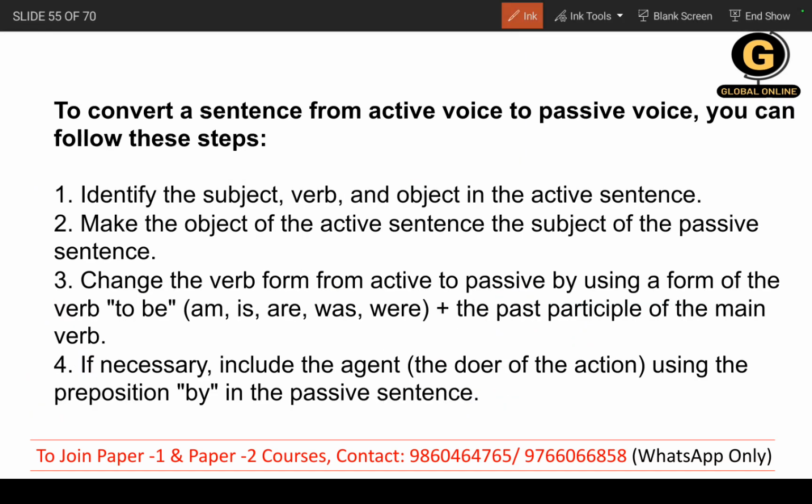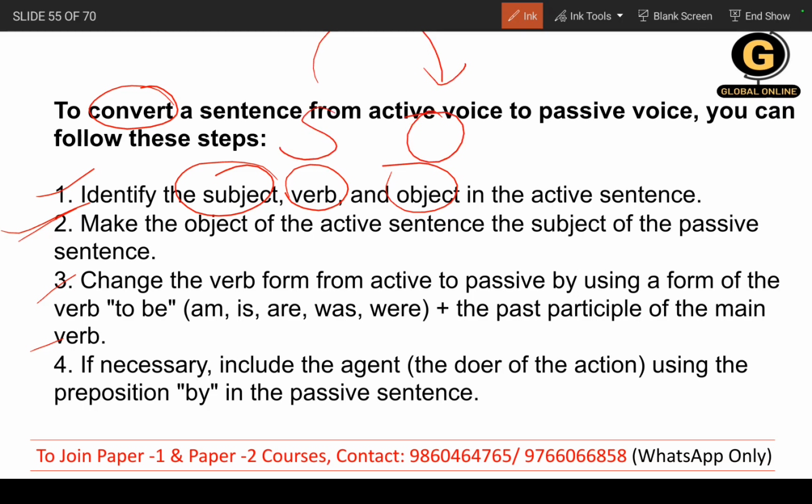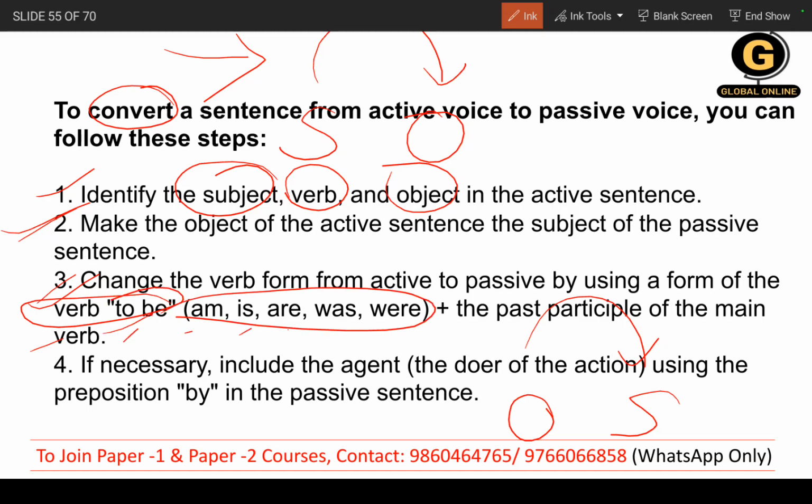Now let's talk about the conversion part. The first thing you must do is identify the subject, verb and object. Second, in active voice the order is subject, verb, object, but in passive voice it will reverse, and the object will be in the place of the subject. Third, you will see the verb form of to be, depending on am, is, are, was, were, and you will also add the past participle in the sentence. And you can identify the passive voice by the use of by.